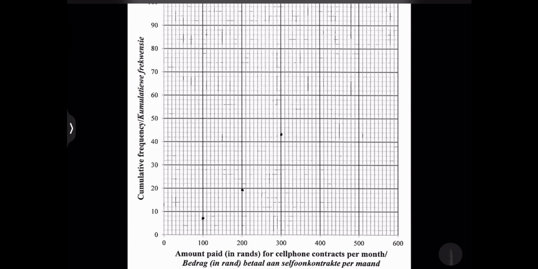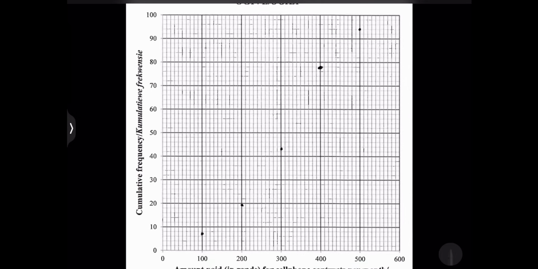At 400 we've got 78, there's the value there. And we've got 94 at 500, there's that value there. And of course, we've got 100 at that 600 mark there. So there's our ogive.